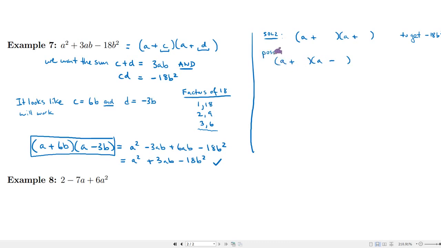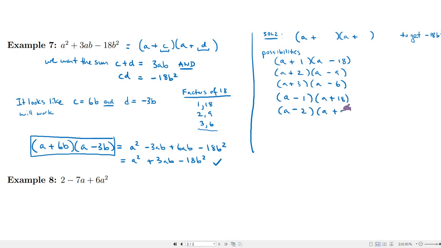So possibilities. You could have a plus 1, a minus 18, a plus 2, a minus 9, a plus 3, a minus 6, or now putting the negatives with the first factor, you could have a minus 1, a plus 18, a minus 2, a plus 9, a minus 3, a plus 6. So just looking at this real quick, you can see that the first and the last terms are going to match up as long as we put the b's in here, right? So the only thing missing is the b's.